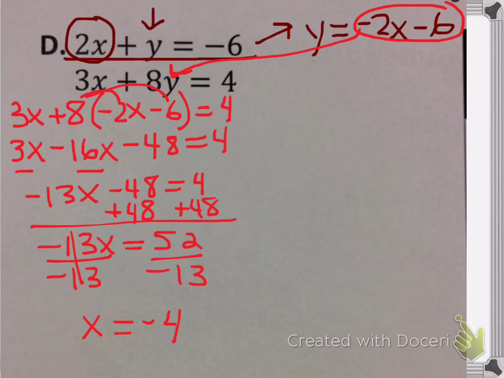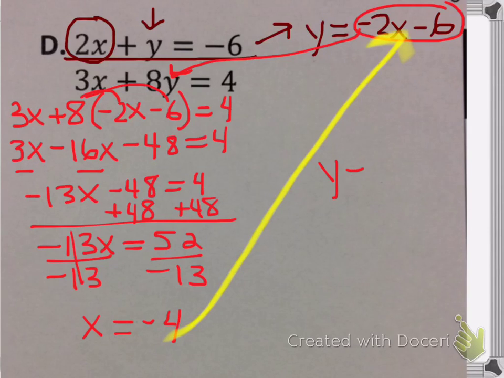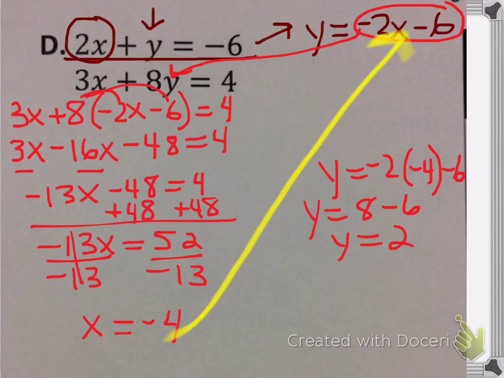So now that I've done that, I can take this and substitute it back into my equation. So I'm going to bring it back up here to my equation, which makes it look so much easier to do. So I'm going to do y equals negative 2 times negative 4 minus 6. And that gives me y equals 8 minus 6, which means y equals 2. So my answer as an ordered pair is (-4, 2).